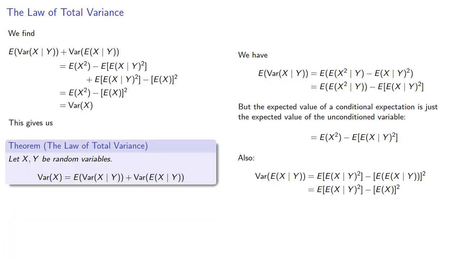Let x and y be random variables. Then the variance of x is the expected value of the conditional variance plus the variance of the conditional expectation.